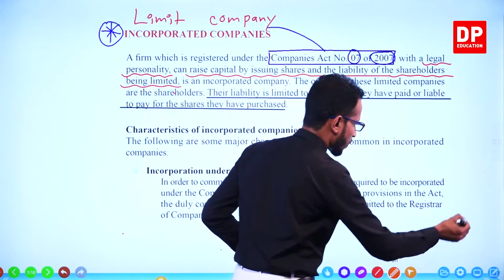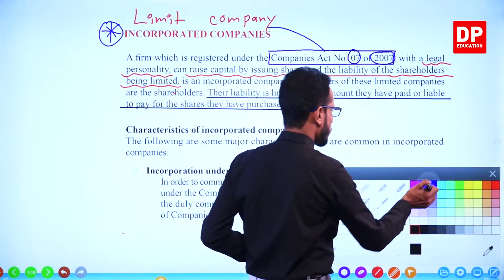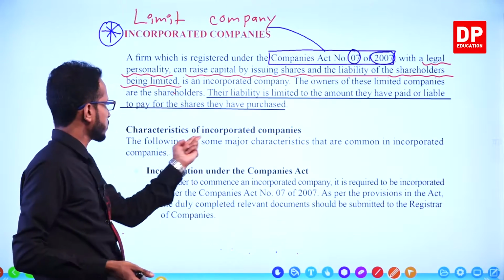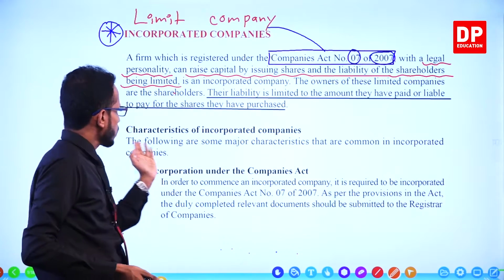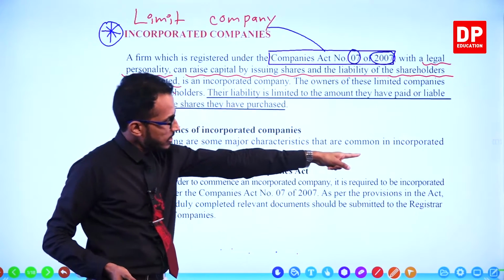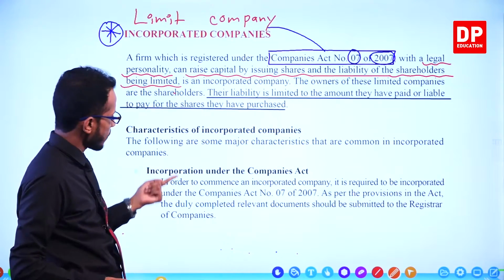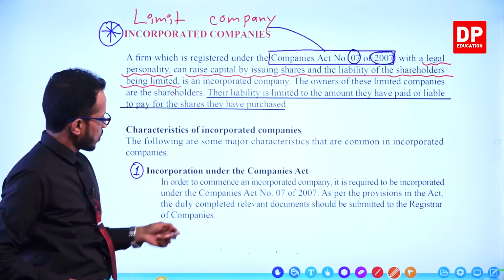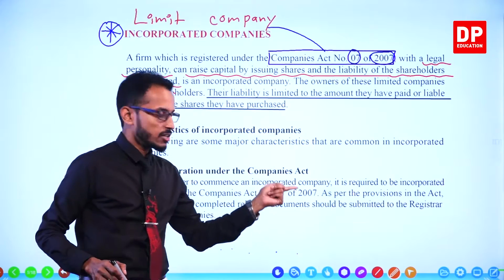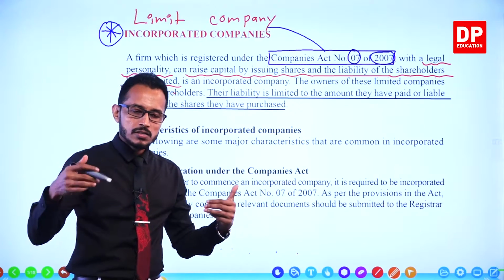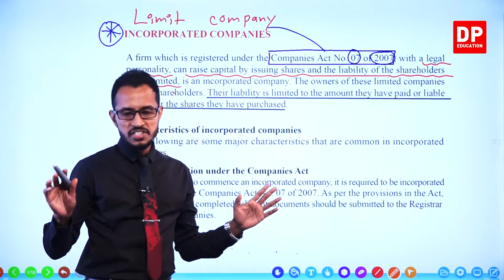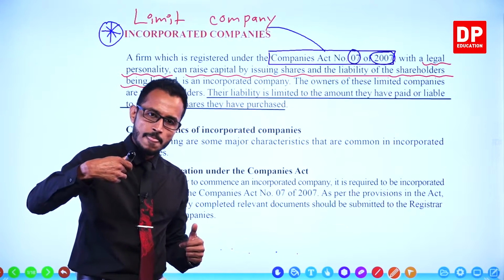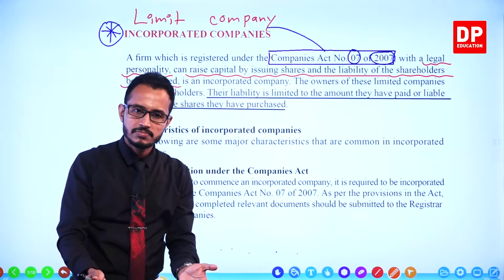Characteristics of limited companies. Features of limited companies. What are they like? Characteristics of incorporated companies. Following are some major characteristics that can be seen in incorporated companies. One, incorporation under the Companies Act. Simply saying, every company must be registered. Registration gives the company a legal personality.